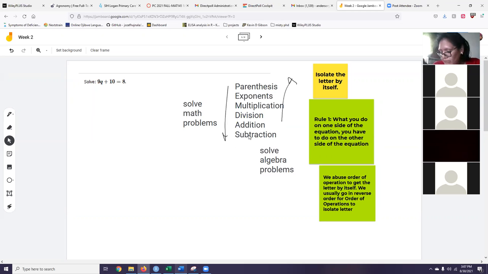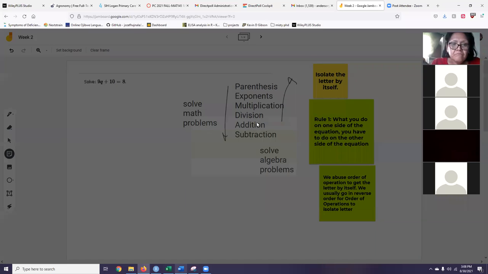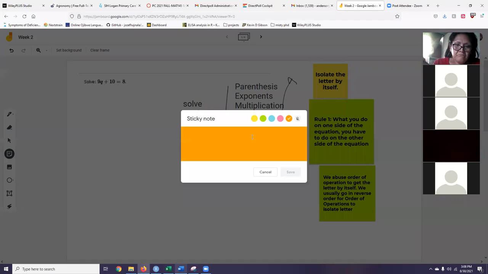So we're going to want to do addition and subtraction first. So what we'd want to do is find out if there is anything that's being added or subtracted to the side with the letter. Oh, sorry. Step one.